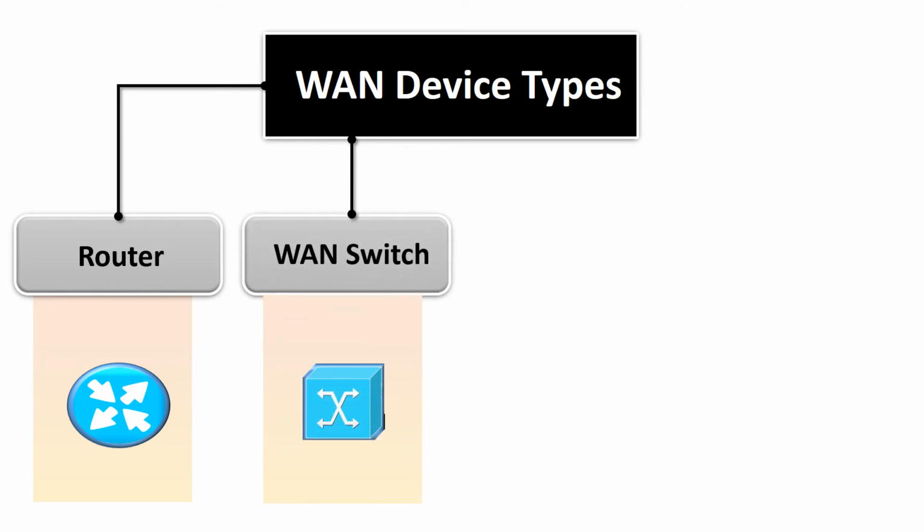A WAN switch is an interconnecting device which works on layer 2 of the OSI model and is used in service provider networks for switching traffic in various technologies like Frame Relay, ATM or even X.25. These are different from the network switches we use in our environment for connecting LAN devices like computers and printers.